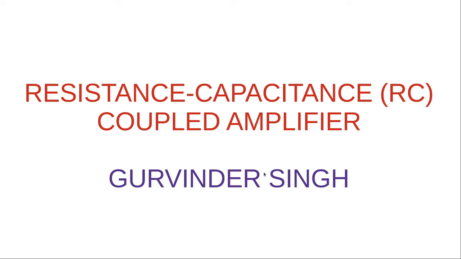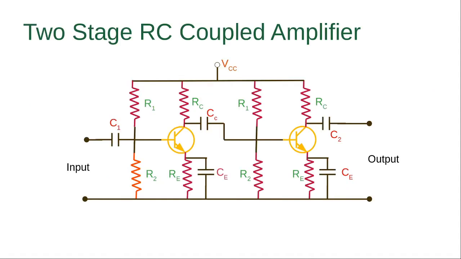In this video, I am going to present the resistance capacitance coupled amplifier. It is a cascade amplifier where an RC network is used for interstage coupling and is known as a resistance capacitance coupled amplifier. A two-stage RC coupled amplifier is shown in this figure.